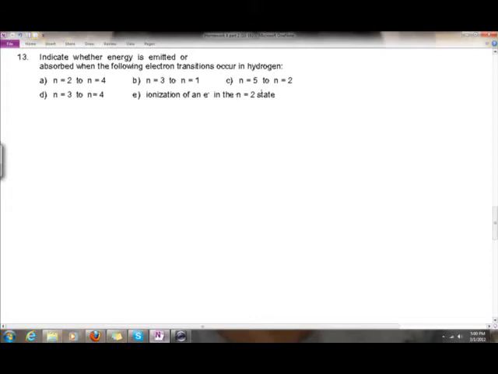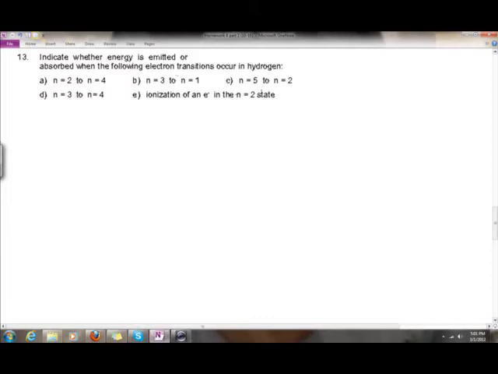Electron energies are quantized within the hydrogen atom. The electron may have only discrete energies as represented by the principal quantum numbers. Okay, so there's energy level 2 to 4. The higher the principal quantum number, the greater the energy. So that means that if it's going from a lower energy level to a higher energy level, it's absorbing energy. If it's going from a higher energy level to a lower, it's emitting energy.